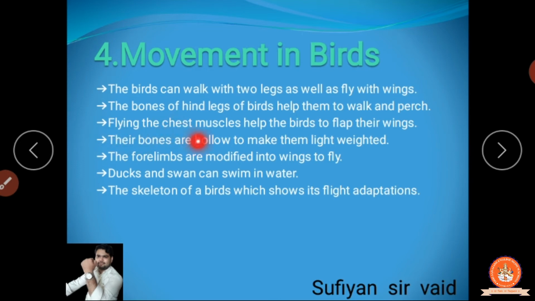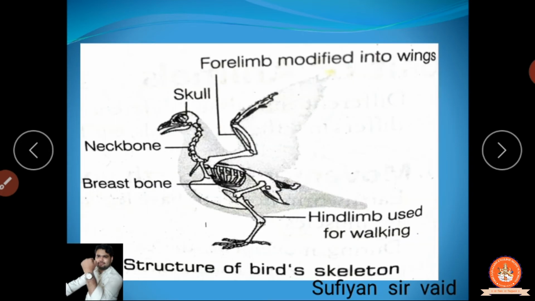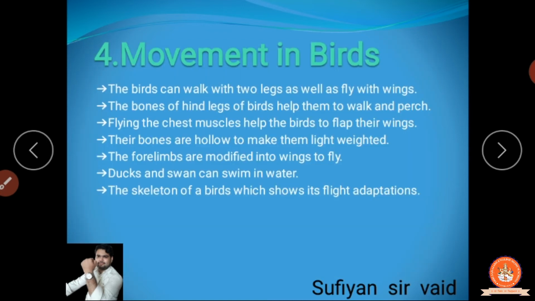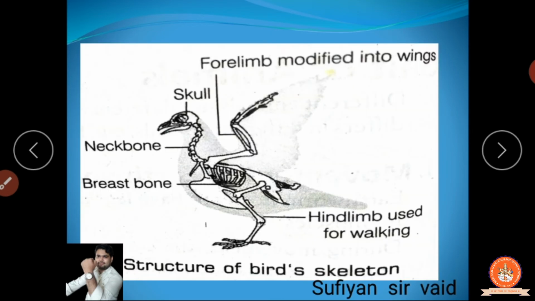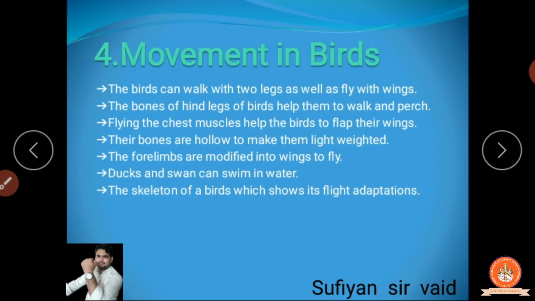During flying, the chest muscle helps the bird to flap its wings. So when the bird is flying, at that time the chest muscles help the bird to flap. Flap is simple, you can hear the sound, clear?